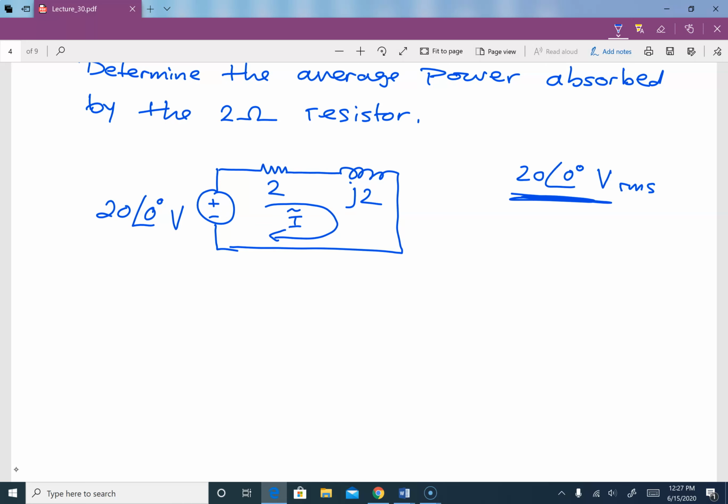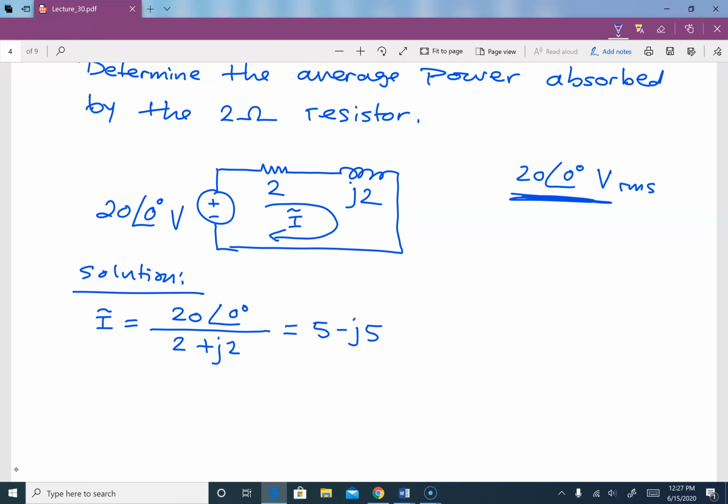So our I here, since we have only a single loop, that will be the voltage divided by the total impedance, which is 2 plus j2. And in this case, that is equal to 5 minus j5, of course, that is in ampere. So now if we convert that to polar form, that will be 7.071 with angle negative 45 degrees, and that is in ampere.